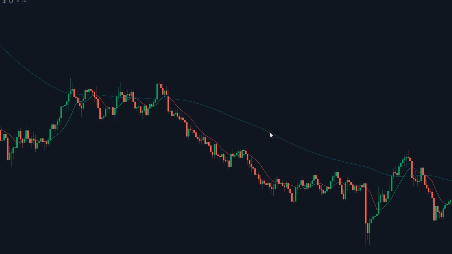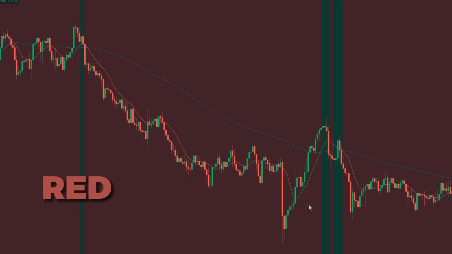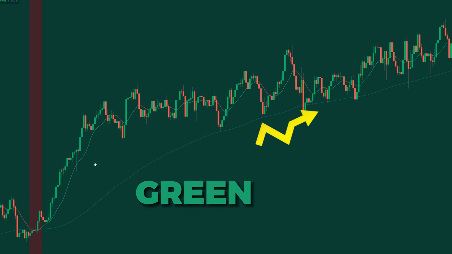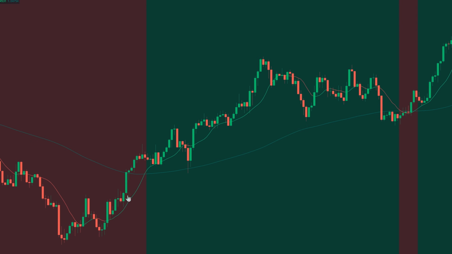Looking at the settings of this indicator, we can see a third element of this tool, and it's this one right here. We can click here to enable the background colors. When the background color is red, that indicates a bearish trend. When the background color is green, that indicates a bullish trend. However, for the strategy we're going to showcase in this video, we're not going to be using the background colors.